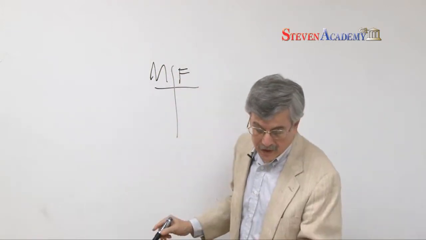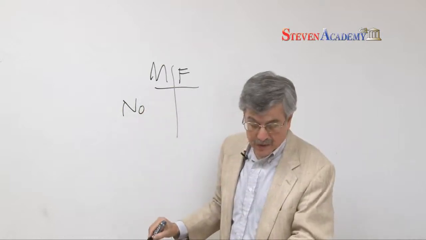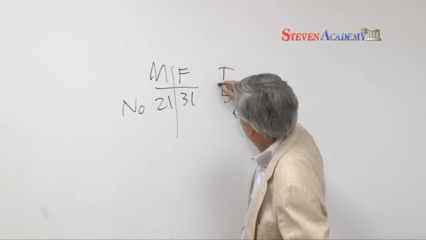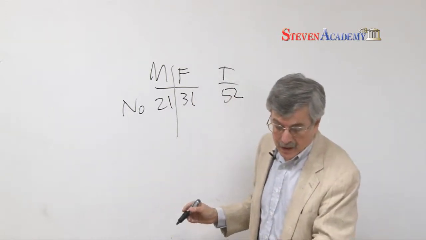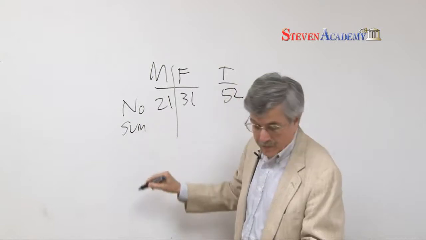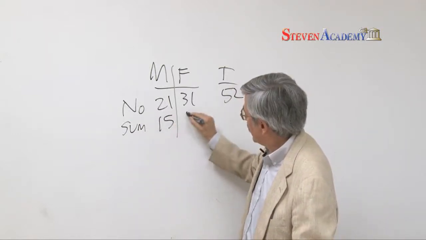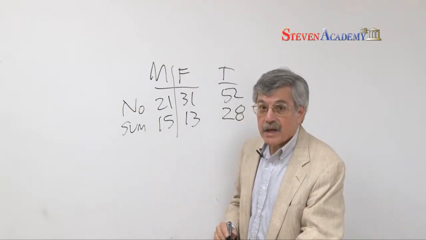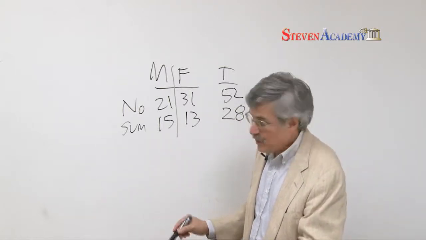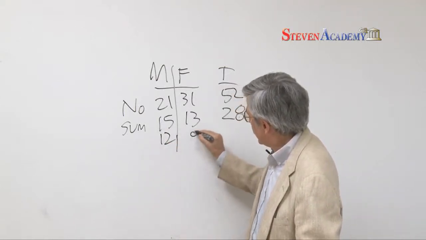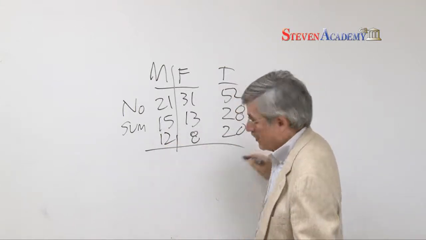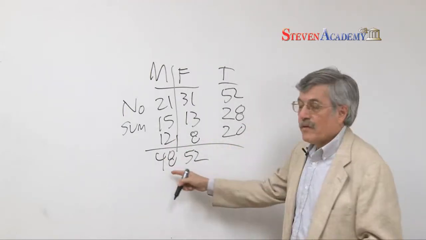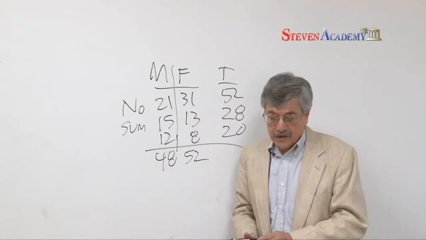Male, female, never had a part-time job. That's just the total over there. Summer only. And had a part-time job outside of the summer as well. So we have a total of 48 males and 52 females.